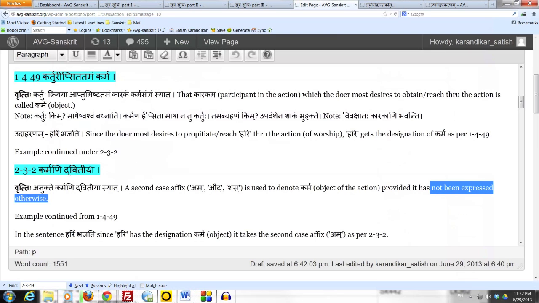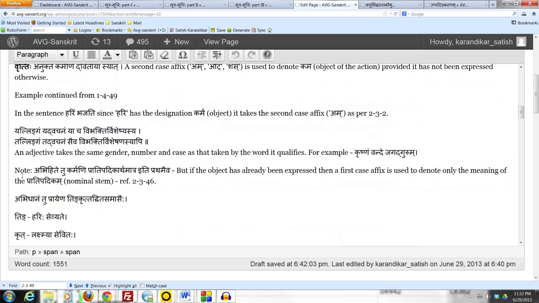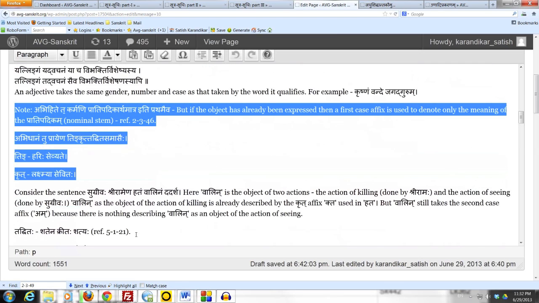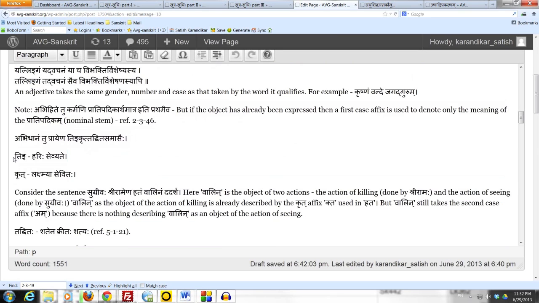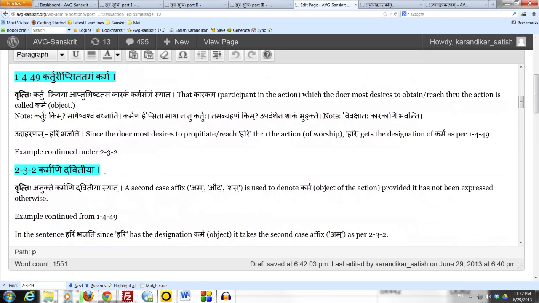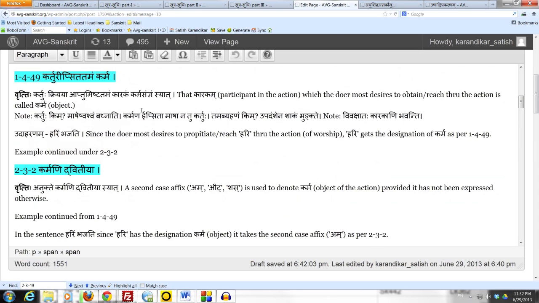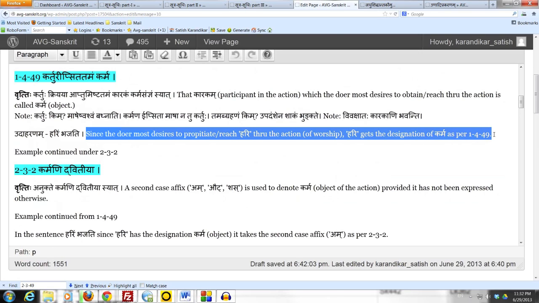We have a detailed note down here about this idea of anabhihite and what happens when the karma, the object, is already described by Tinantam Padam or Krudantam Padam, etc. So that we'll see shortly. Right now let's take an example where the object is not already described. Simple sentence here, Harim Bhajati. We know from 1449 that Hari gets the karma sanya, because that is the ipsitatamam. That is what the doer of the action most wants to reach or obtain through the action of worship.